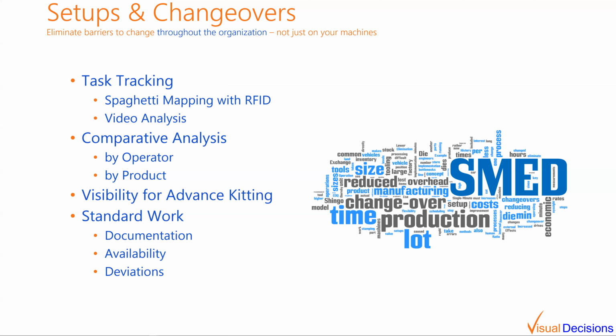Visibility of where manufacturing is at, so that we can do advanced kitting and adjust that based on how dynamic this environment is going to be. And then having that standard work in place, not just for running the process itself, but for changing over, and being able to identify where people are deviating from that standard work.